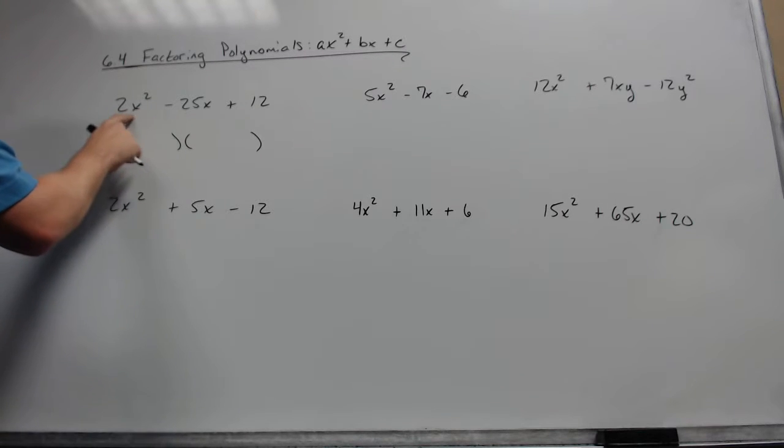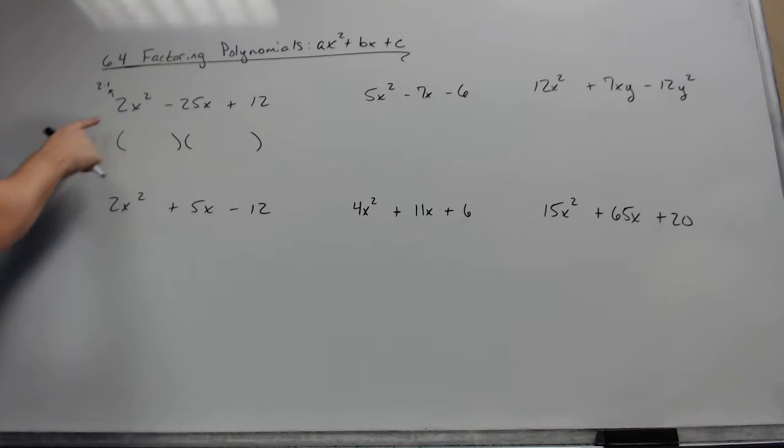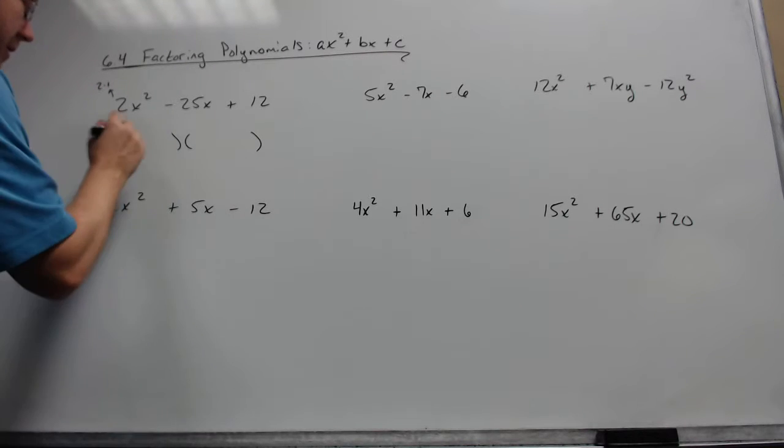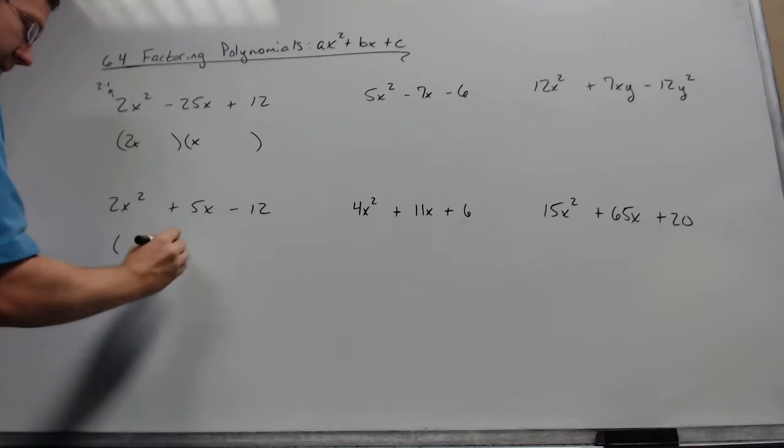All right, so this initial term, 2x squared, again, start off by asking yourself, where could that come from? So when this first number happens to be prime, there's only one option, right? That's a happy day for us. We don't have to think too hard. I know this has to start off with 2x and 1x. Same goes down here.